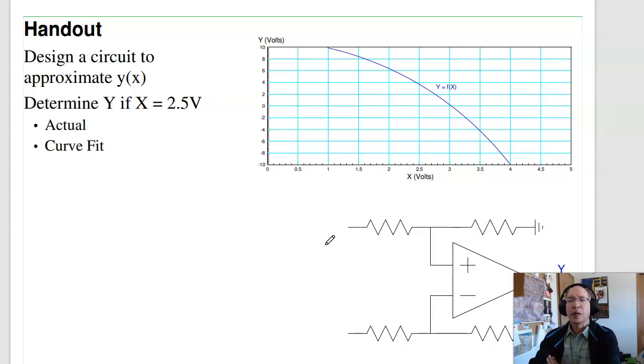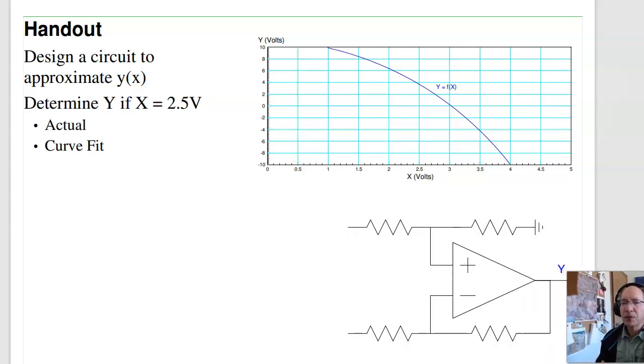So here's a problem. Come up with a circuit to approximate this. And the circuit is linear, so come up with a straight line to approximate that.